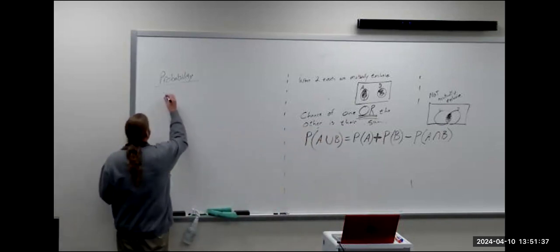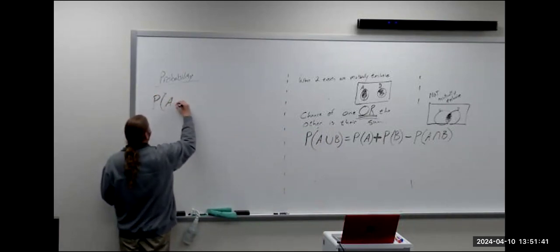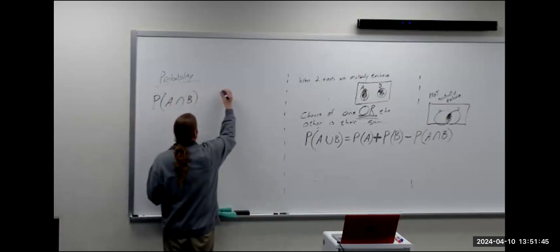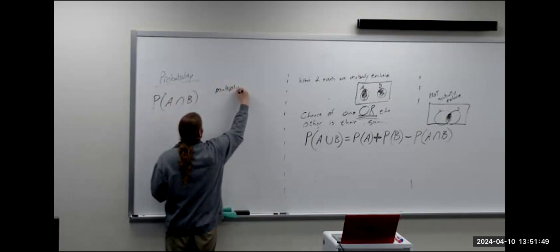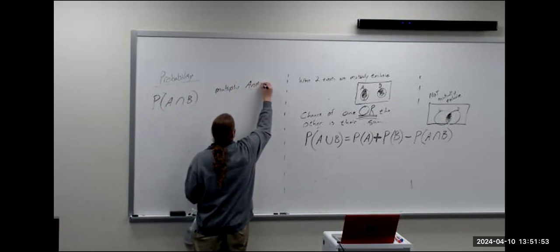For intersections, I already used it up there. Probability of A intersects B. Multiply the ands, add the ors, multiply ands.